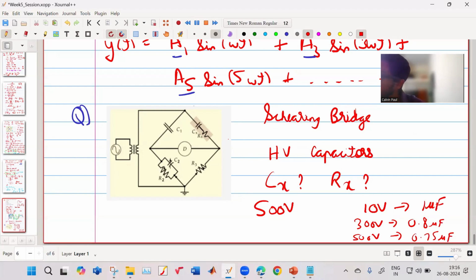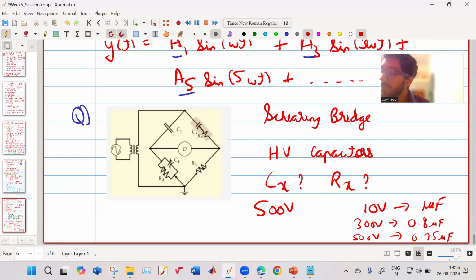We want to find the capacitance at that voltage. It derates: as the voltage increases, the effective capacitance will reduce. So I have a capacitor, and I want to find its capacitance at the voltage in which I will be using that circuit. If it's a high voltage capacitor, I must apply a high voltage to find its capacitance at that high voltage at which it will be used. Okay, so this is my capacitance.